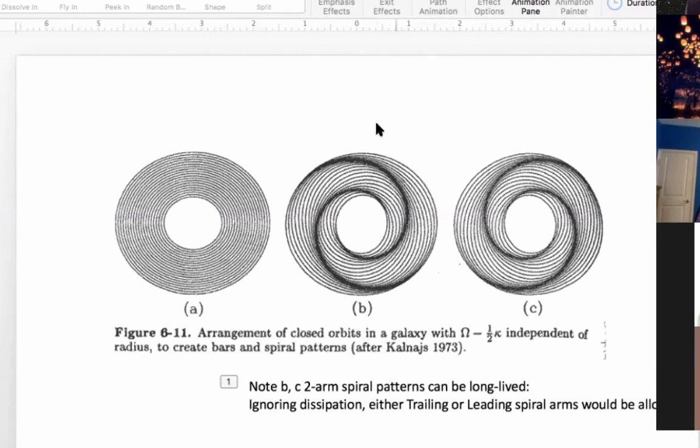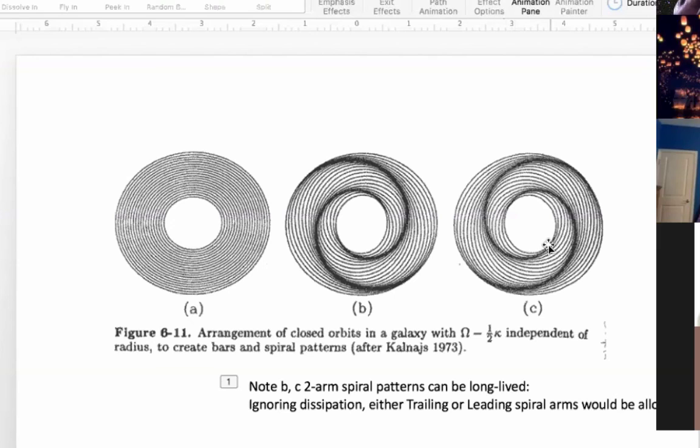Let's say that the rotation is counterclockwise here. You could make a 2-arm spiral where the arms are leading. See, the rotation is in this sense, counterclockwise. That would be called leading spiral arms. Or I could do the same thing with trailing spiral arms. This simple, so-called kinematic picture, this simplistic picture of picking a pattern speed to use the epicycles of the galaxy, gives a sustained spiral density wave. It could be either a leading or a trailing arm.